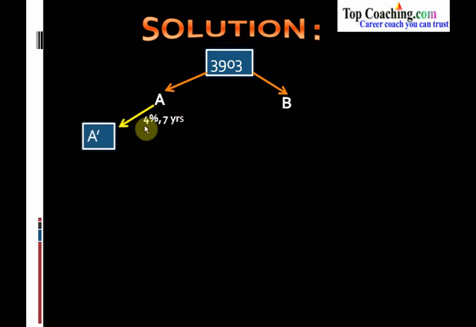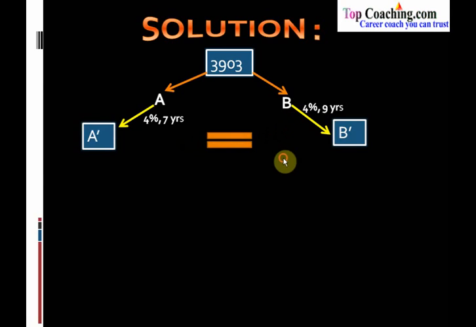Now this amount A is invested at 4% for 7 years, and let us say that the amount results to A dash. Similarly, this amount B is invested at 4% for 9 years, and let us say that the final amount from this principal amount B becomes B dash. Now given in the problem, A dash is equal to B dash.